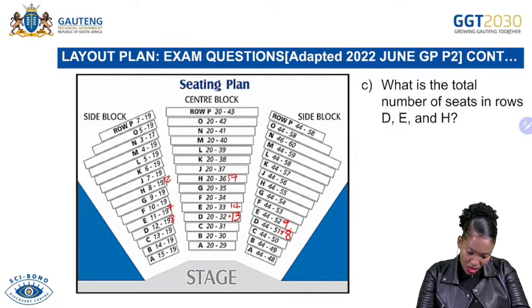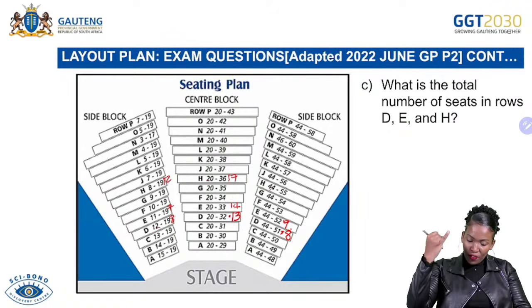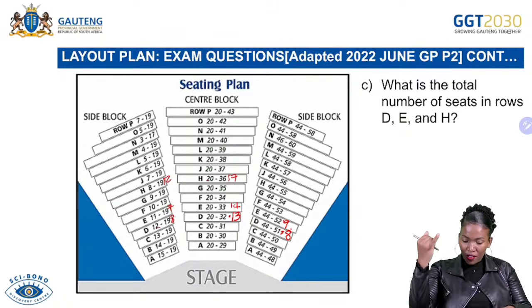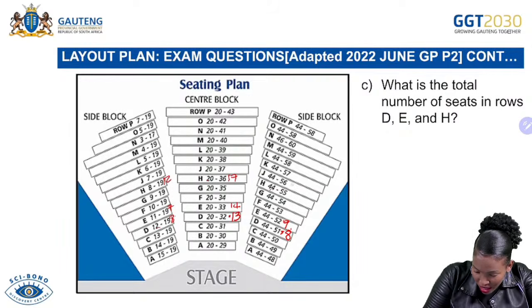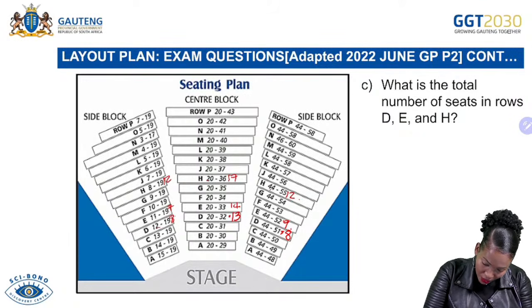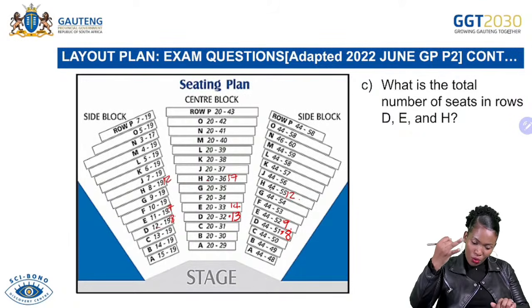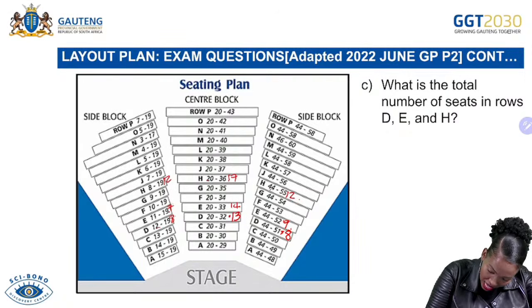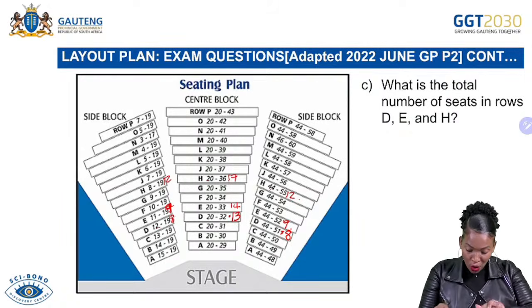And then this one from 44 to 55, it is 44, 45, 46, 47, 48, 49, 50, 51, 52, 53, 54, 55. Therefore, it is 12 seats. Guys, I just want to check here if I did it correctly. From 11 to 19, 11, 12, 13, 14, 15, 16, 17, 18, 19. It should be 9 here, not 7. I'm sorry about that. So now let's count the number of seats now.